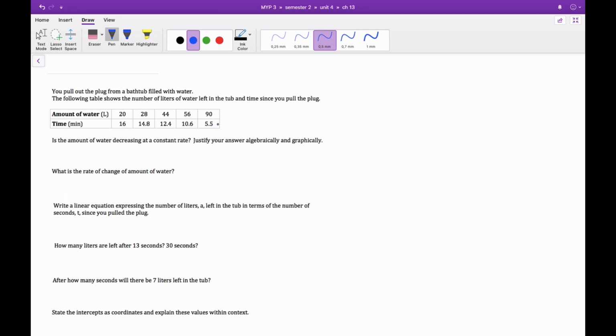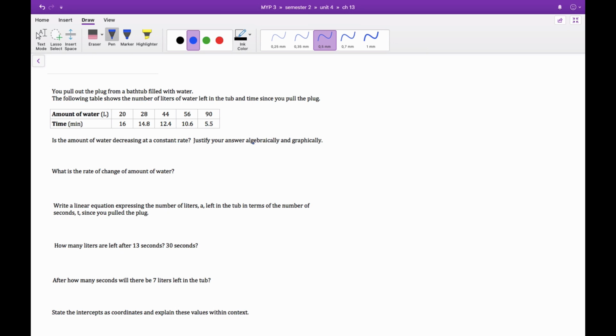So the first thing we want to know is whether the amount of water is decreasing at a constant rate. Does it leave the bathtub at the same rate all the time, or does it go really fast at the beginning and then slow down? So how can we figure that out?